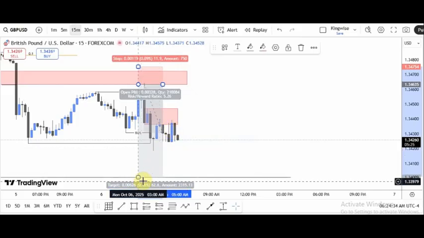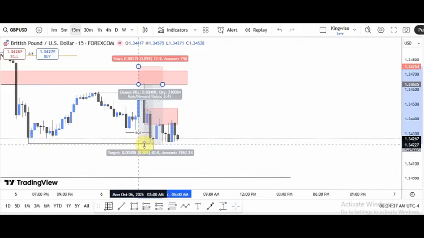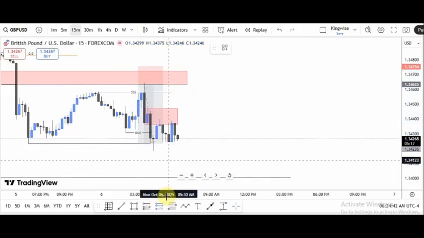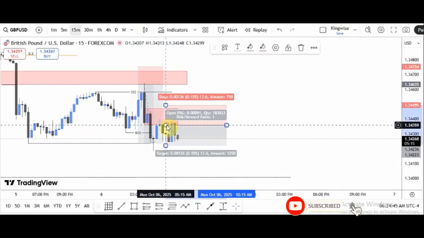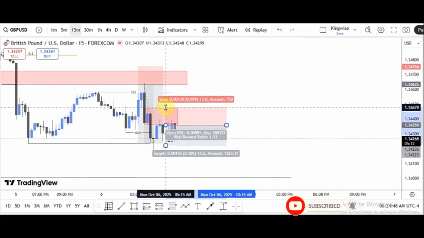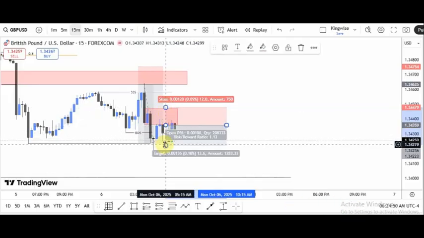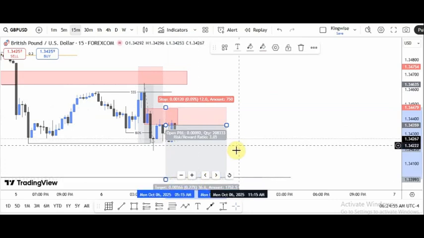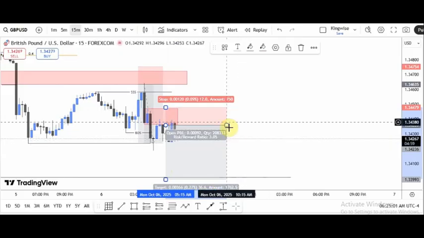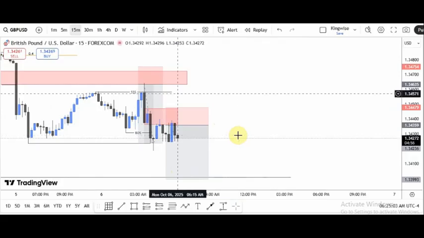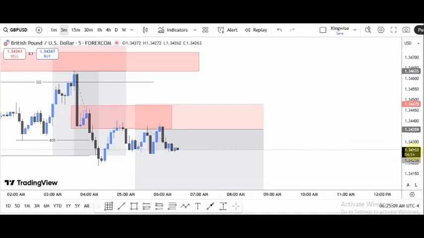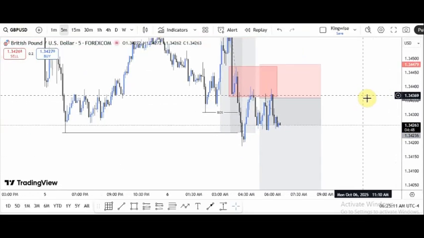So let's just keep this as our 1:3, and then this is a new entry. We have our stop loss here, 12 pips stop loss, and this is another 1:3 risk to reward, just 36.6 pips. So let's see how this goes.